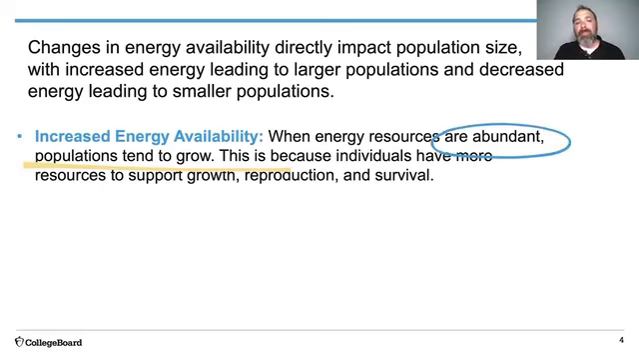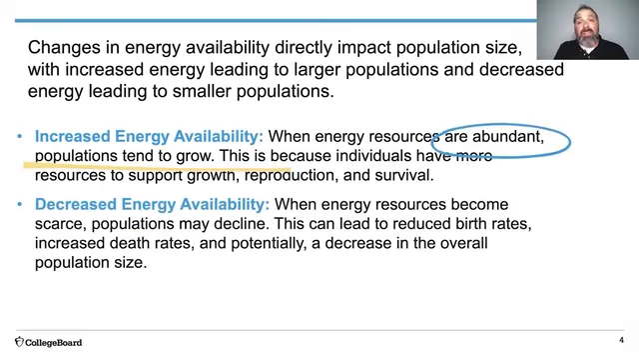Populations will grow. If you have decreased energy availability, not enough food, not enough energy, whatever, when energy resources become scarce, populations decline, they drop. This can lead to reduced birth rates, increased death rates, and potentially a decrease in overall population size. So good times, there's lots of energy, right? Population goes up, not enough energy, populations go down, and so that's that decline.